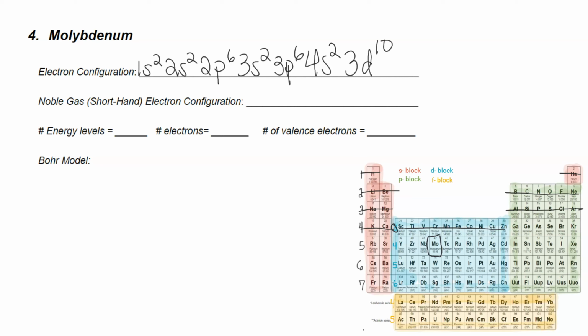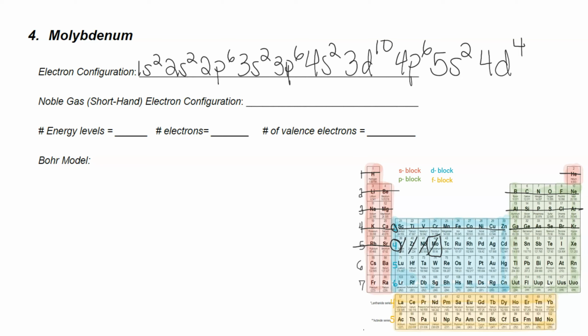then 4p6, and then we go back down to 5s2. Whoops, I wrote the wrong number there. Let's go back. 5s2. And then we're ending in the 4D block. And we're 1, 2, 3, 4 elements in. So we're ending with 4D4. There's our full electron configuration. Let's shorten that because that is sure a lot of writing.